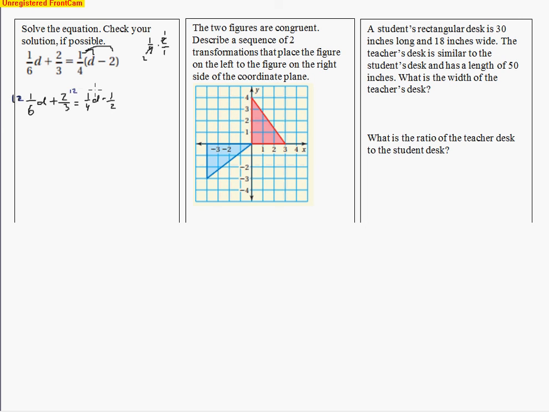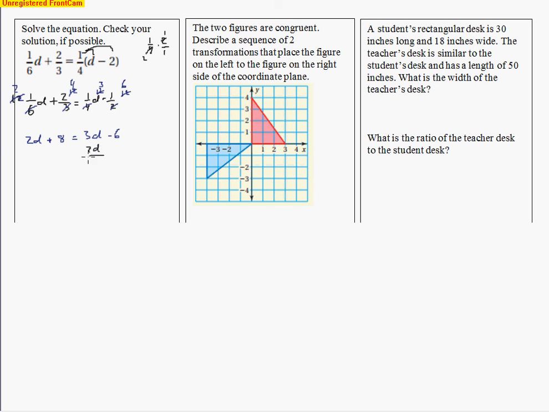And so I write 12 next to each of the terms so that you can see the cross-canceling that goes into effect. See, 2 goes into 12 6 times, 4 goes into 12 3 times, 3 goes into 12 4 times, and 6 goes into 12 2 times. And then I multiply across, and now I've got a problem without fractions. So now what I could end up doing is solving for d with a little bit more of an ease here because there are no fractions in the problem.